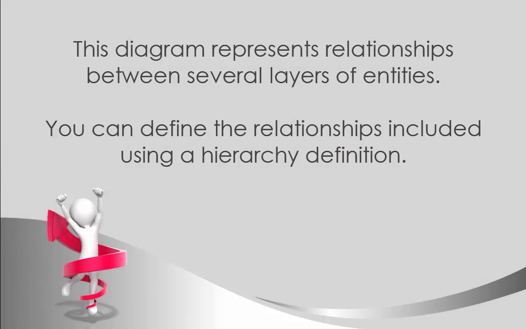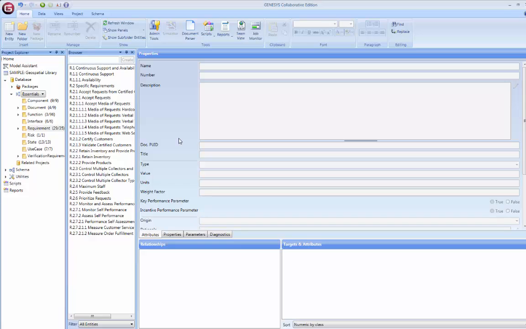A hierarchy diagram represents the relationships between several layers of entities. There is no predefined semantic, allowing you to define the specific set of relationships to deliver the desired representation and insight. A hierarchy diagram is opened on the combination of an entity and a hierarchy definition. The entity defines the starting point for the diagram.